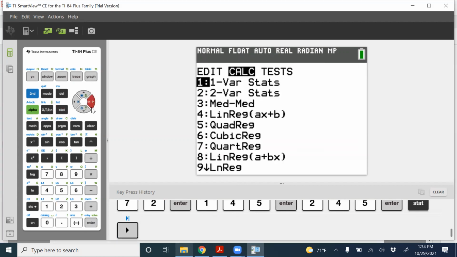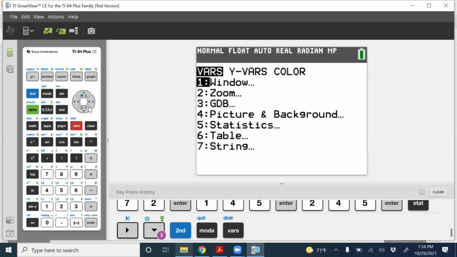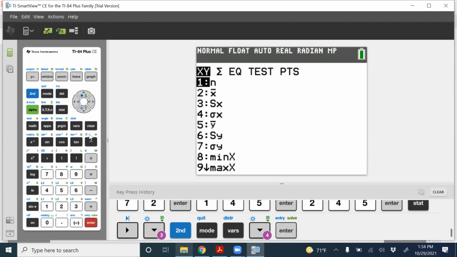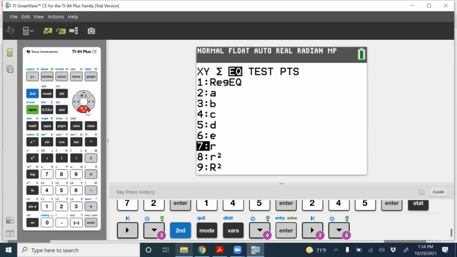You go to calc, and you pick linreg, just so you know. So I'll let you guys do that, so you can practice. I'm not going to do linreg, but you pick linreg. To get the correlation coefficient, you go to vars, statistics, and EQ, and you pick option 7. I'll type these up so you guys have it, but that's what you do for that one.